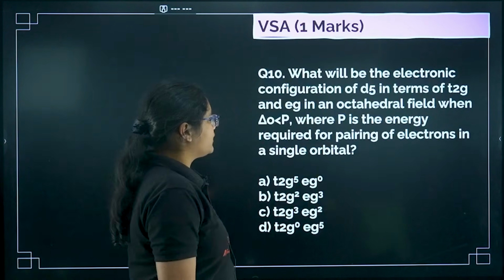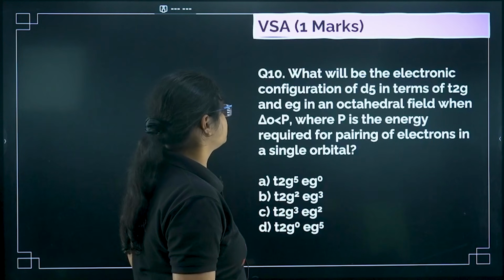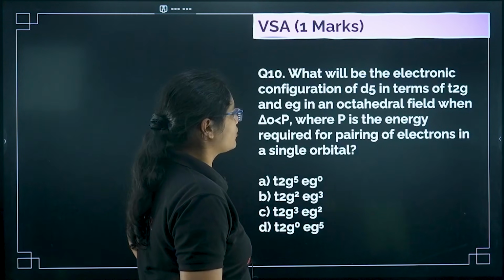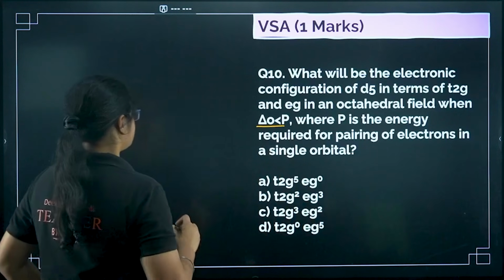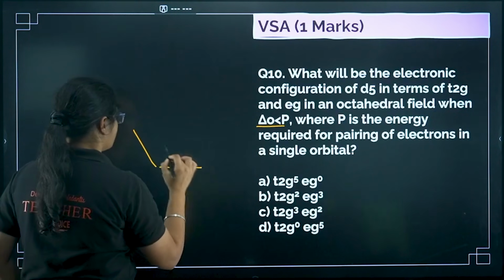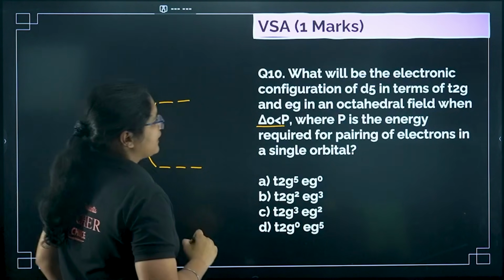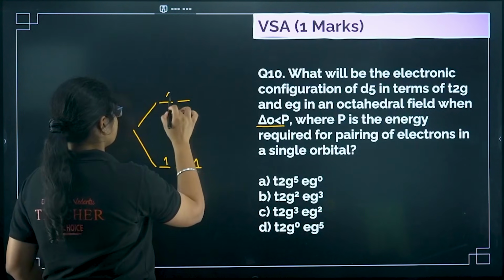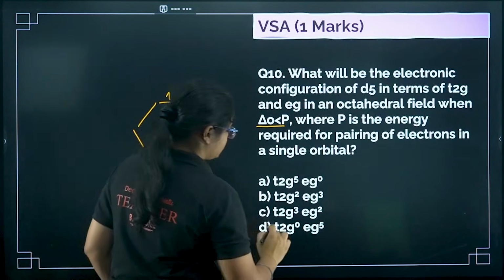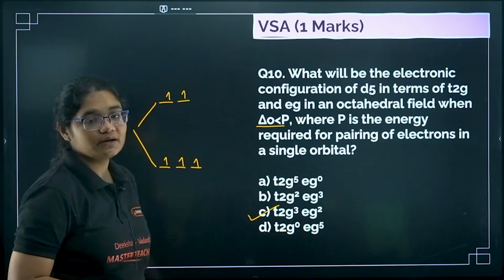Next, what will be the electronic configuration of d5 in terms of t2g and eg in an octahedral field when delta O is less than P? If delta O is less, it means it is a weak field ligand. Okay, you will have splitting like this. And we want d5 configuration. So 1, 2, 3, 4 and 5. So that is t2g3 eg2, which is option number C here.